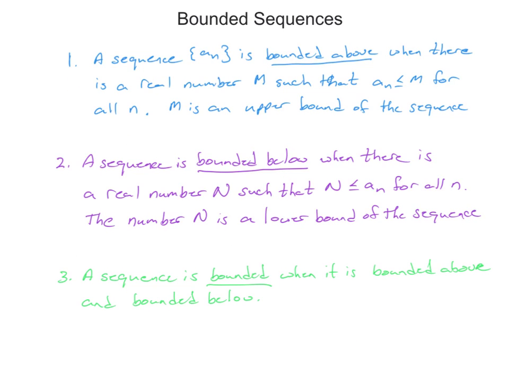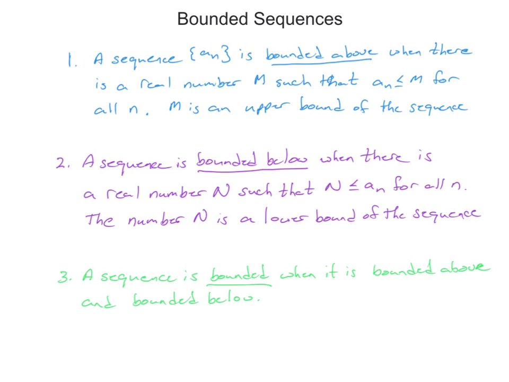The next thing we have is what it means to be bounded. A sequence is bounded above when there is a real number m such that a sub n is less than or equal to m for all values of n. And m is an upper bound of that sequence.